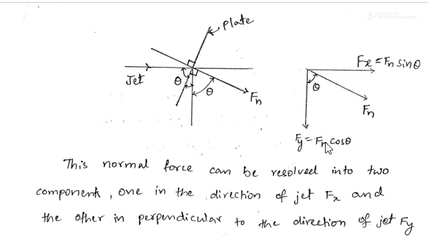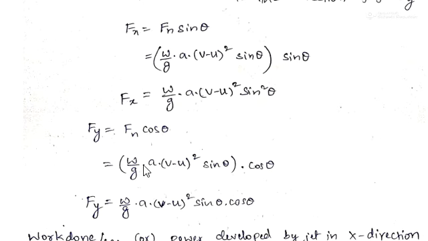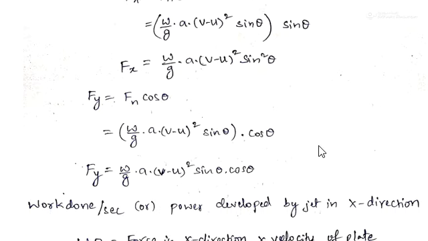And in the y direction, we can write Fn cos theta. This will be the cos component, so Fn cos theta will be Fy. Fn we have seen is W by G into A into (V minus U) whole square sin theta, and here cos theta is there. So the Fy component, the force in the y direction, is W by G into A into (V minus U) whole square sin theta cos theta.